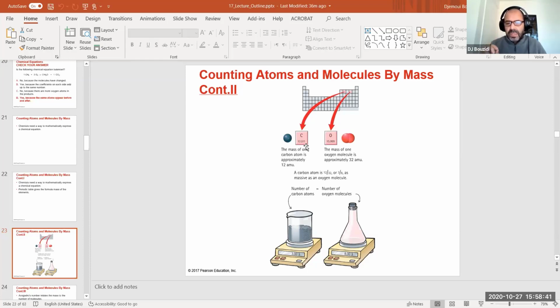12 AMUs, that means that you have to multiply this number by the mass of an AMU, which is something like 1.6 times 10 to the power negative 27 kilograms. That is for a single atom. For oxygen, again, we're not counting how many protons and how many neutrons, because if I do, they are actually 16. The atomic mass is slightly less in this case.